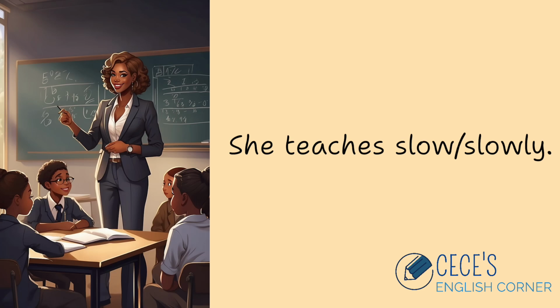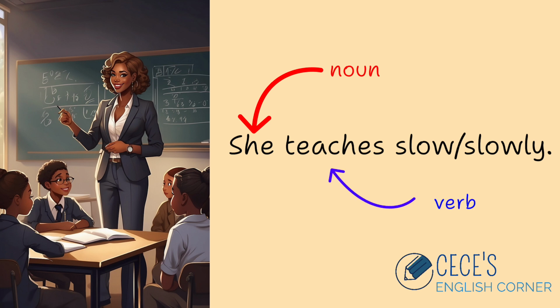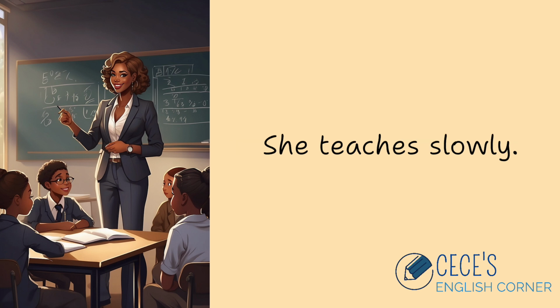She teaches slow or slowly. In this sentence, what are we describing? We're not describing she, which is the pronoun or noun in this sentence. We're actually describing how she teaches. We're describing a verb in this sentence, so we need to use an adverb. The correct sentence is, she teaches slowly.